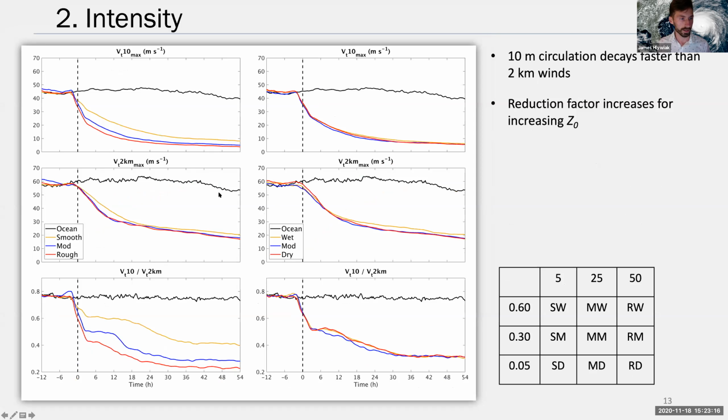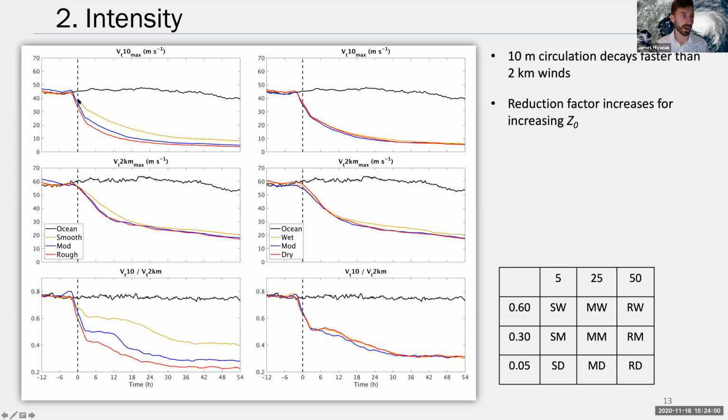And in fact, these plots are essentially the same as before, except now I'm plotting the maximum azimuthally averaged tangential wind speed at 10 meters along the top, the maximum azimuthally averaged tangential wind speed at 2 kilometers in the middle, representing the circulation above the boundary layer, or the circulation that isn't immediately affected by the rougher land surface. And at the bottom here, I've shown the reduction factor. So that's just the ratio of the 10-meter winds to the 2-kilometer winds. Again, for Z0 on the left and soil moisture on the right.